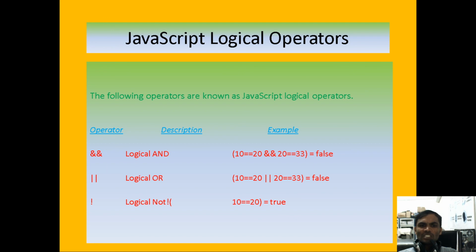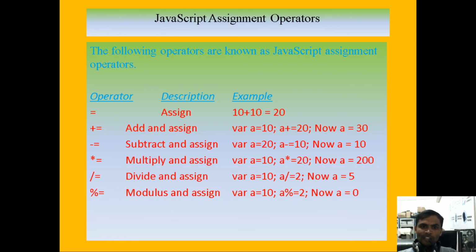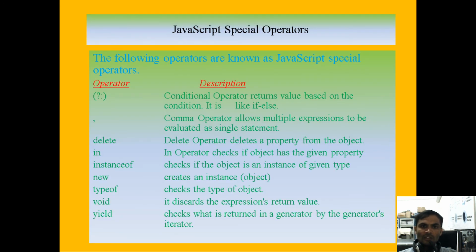Now coming to the logical operators. Under the logical operators, we have logical AND, logical OR, and logical NOT. Now the assignment operator. Assignment means equals. Addition assignment, subtraction assignment, multiplication assignment, division assignment, and modulus assignment operators will be there. These are the assignment operators. Now we have the special operators.